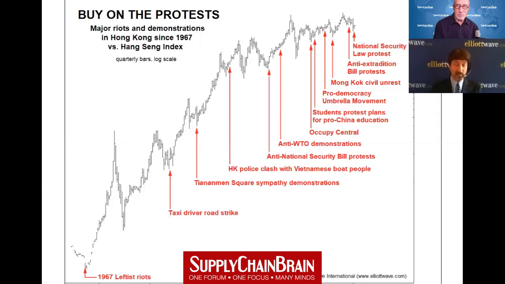In fact, the others are within 5%. They were excellent buy signals. But if you look at it from a long-term perspective, I mean, this is supporting my outlook as an Elliott Wave analyst.